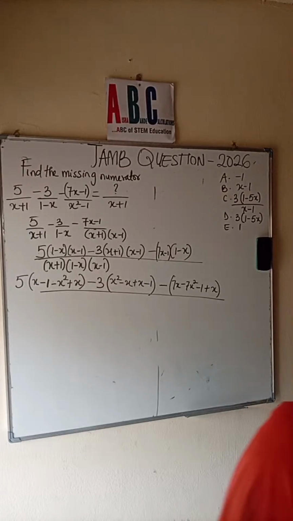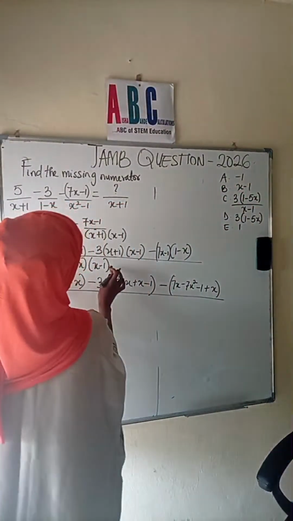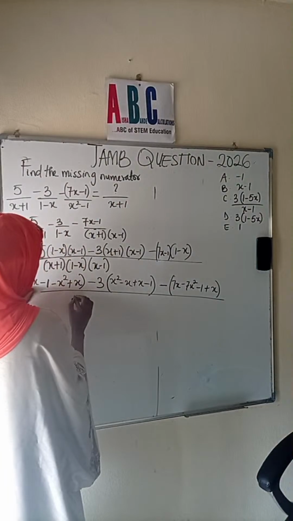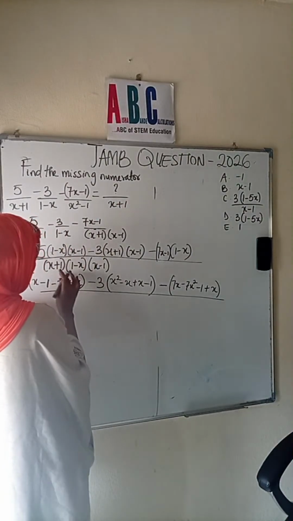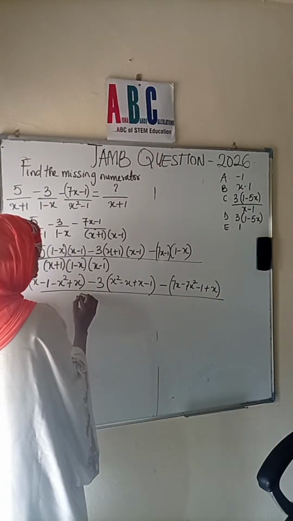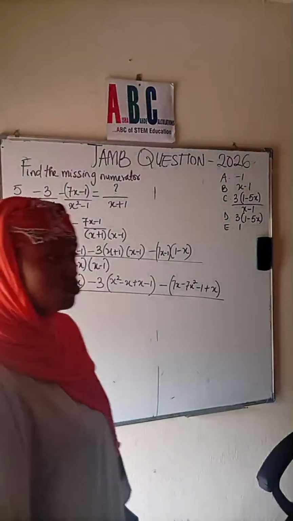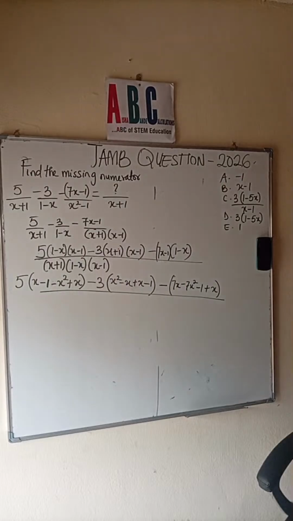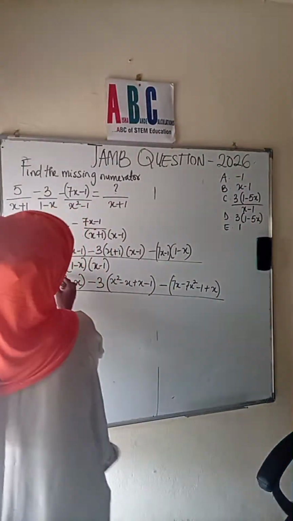Okay, so let's continue. So now the denominator here, let me leave this. Should I expand the denominator? The denominator is x plus 1, 1 minus x, x minus 1. Okay, let's expand. Let's expand the first two.